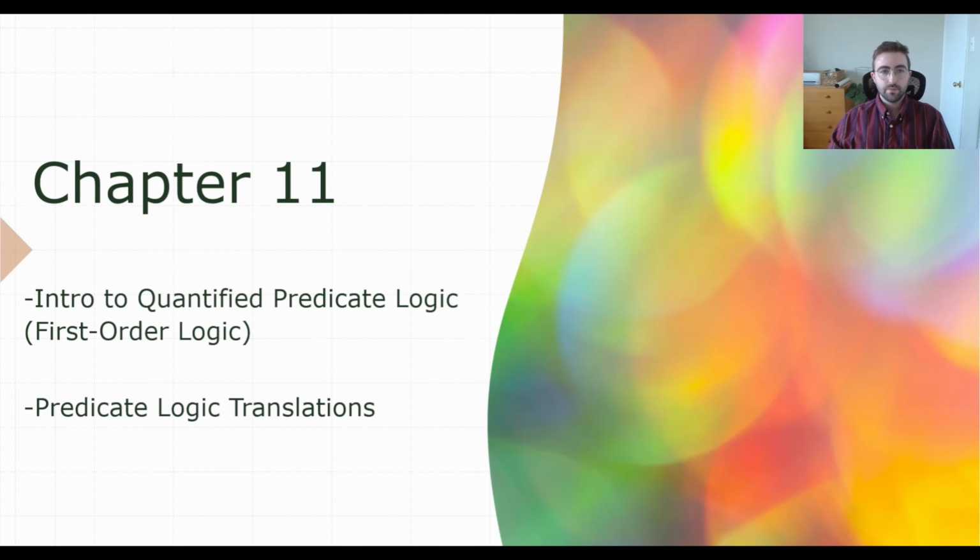Okay, so welcome to the lesson on chapter 11. Today we're going to be switching gears a little bit. We're going to be talking about quantified predicate logic, which is sometimes called first order logic, and which you'll often hear me just call predicate logic, just for the sake of shortness, I guess. But yeah, let's get into it. It's a little bit of a change of pace, but shouldn't be too much, I don't think. So let's go ahead.